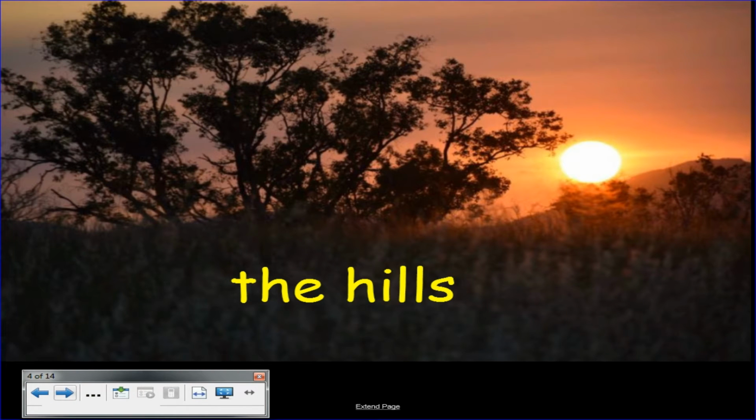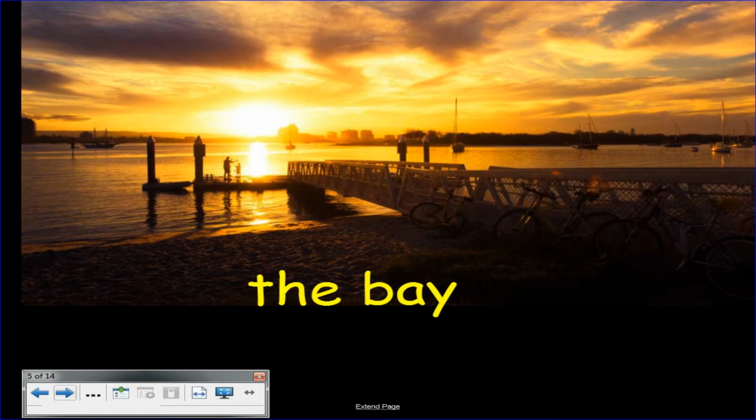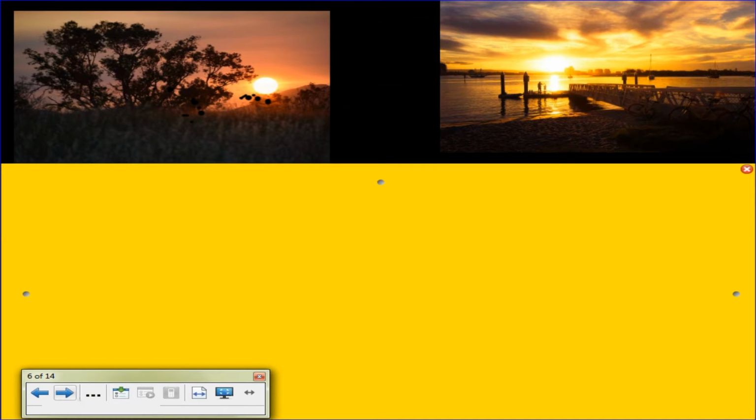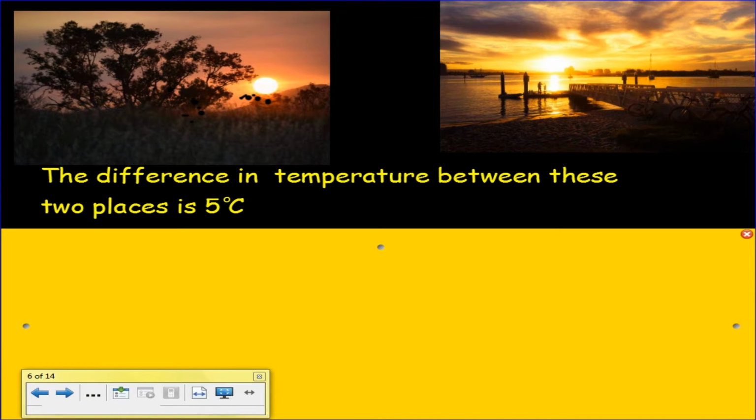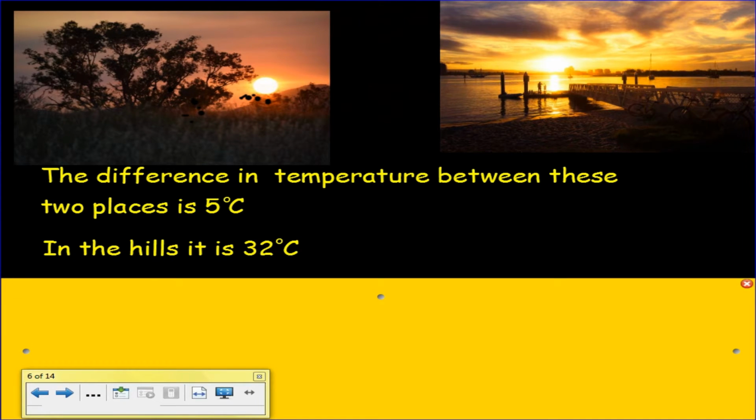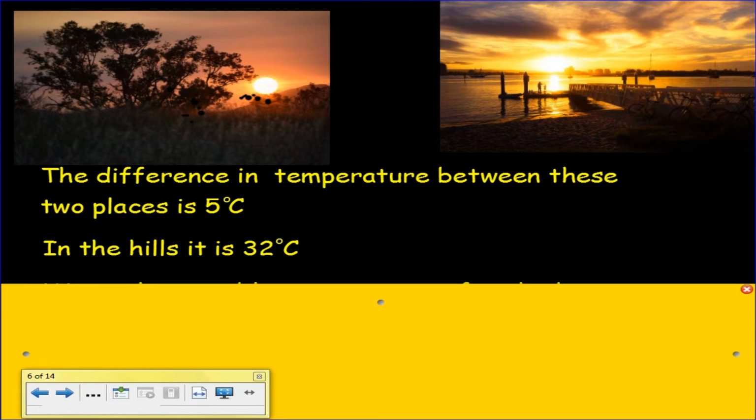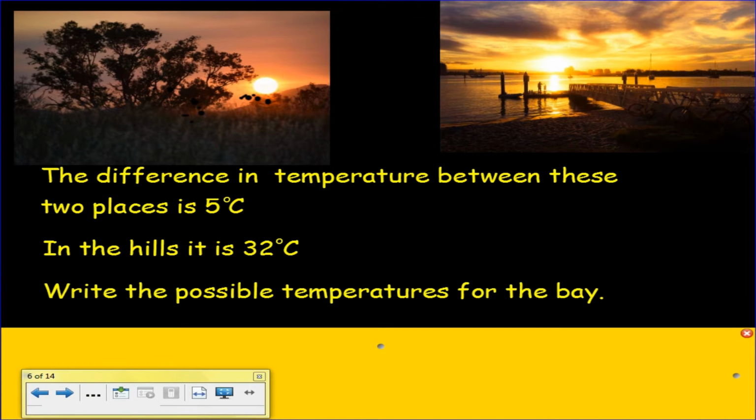Now though, we're going to a very warm place. Here are the hills, and here is the bay. So now we're going to compare the temperatures between the hills and the bay. The difference in temperature between these two places is 5 degrees Celsius. In the hills, it is 32 degrees Celsius. Write the possible temperatures for the bay.